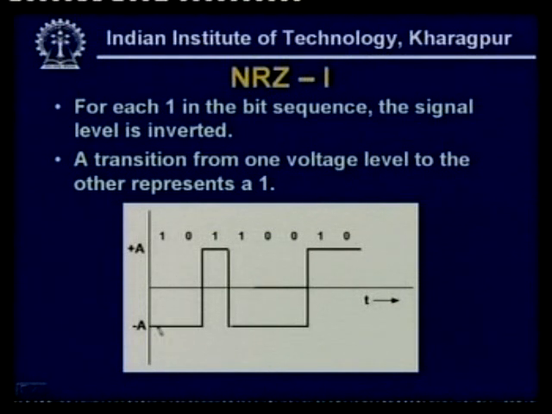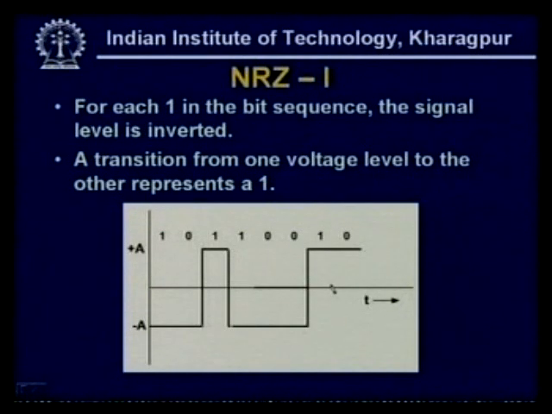So, here it was inverted from minus A to plus A, here it was inverted from plus A to minus A because of the presence of this one. Again, another one is encountered here, here it is inverted from minus A to plus A. So, this is how the transition from one voltage level to the other voltage level takes place in this particular case.